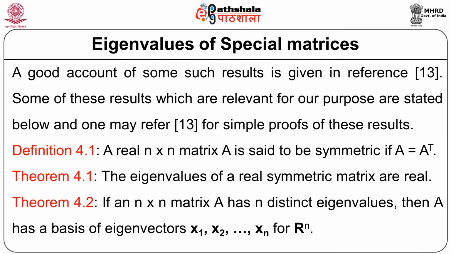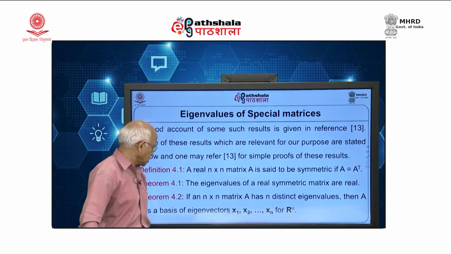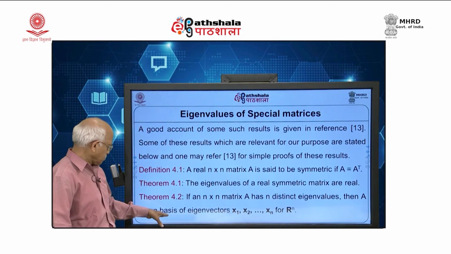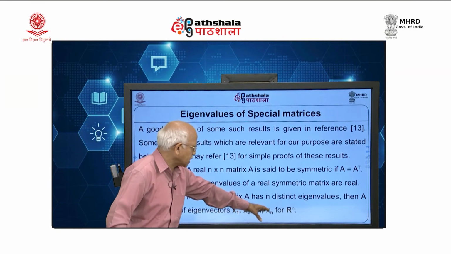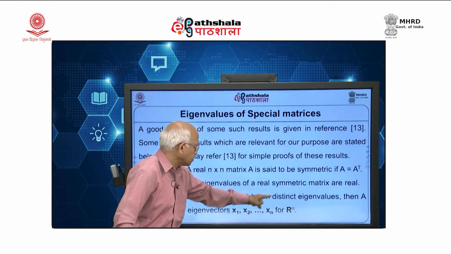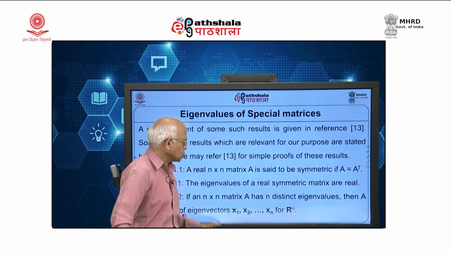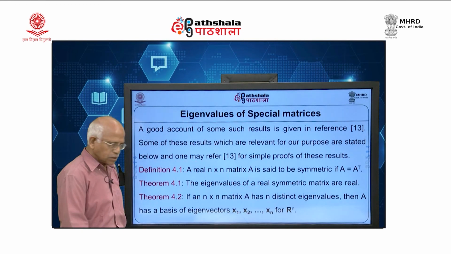Second says that if an n cross n matrix A has n distinct eigenvalues, then A has a basis of eigenvectors x1, x2, x3, ..., xn for R^n. So, all the eigenvectors here will be linearly independent, that is what it would mean. So, n distinct eigenvalues will yield me n linearly independent vectors.